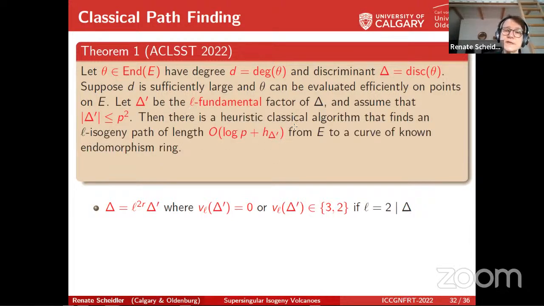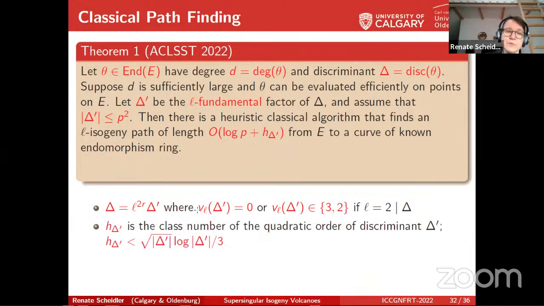Then there's a heuristic classical algorithm that finds an L isogeny path from E to a curve of known endomorphism ring, and it has this length, log D plus h of delta prime. What's h of delta prime? It's the class number associated to the order of delta prime. It's essentially root delta prime. And the runtime is this.